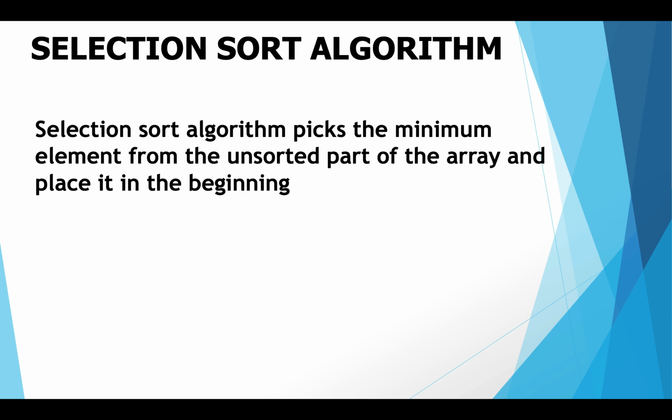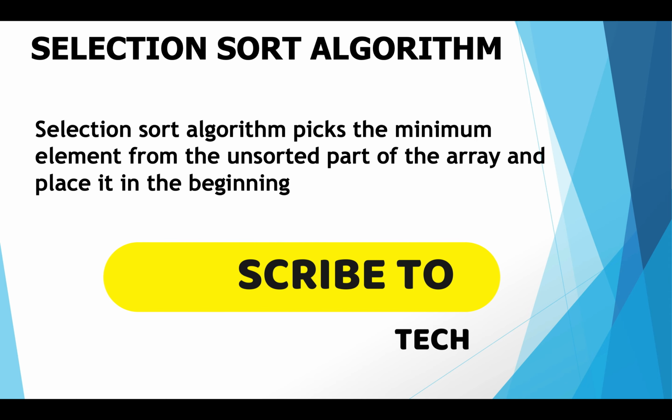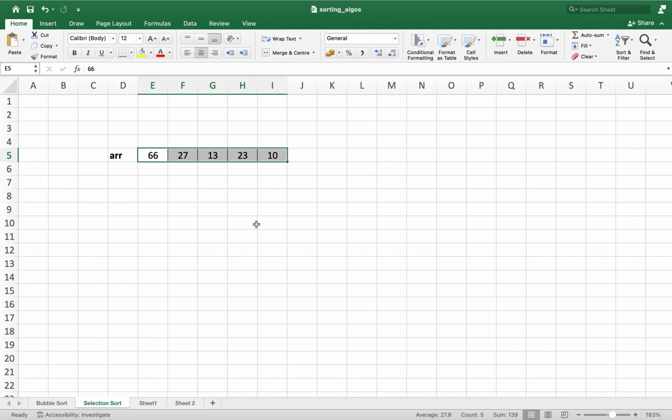All it does is that it picks the minimum element from the unsorted part of the array and places that element in the beginning of that array. That's it. Made sense? No? Don't worry. Let's deep dive directly into practically understanding the selection sort algorithm. So this is the array that we are going to sort using the selection sort algorithm.